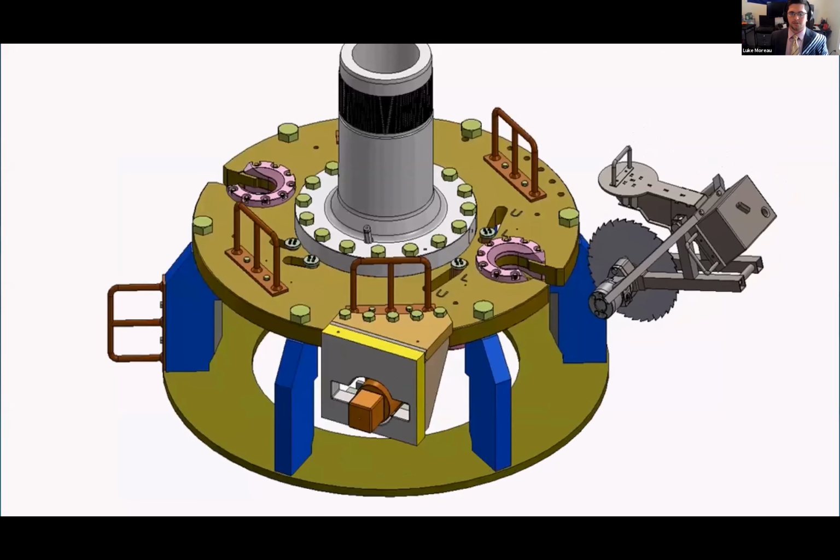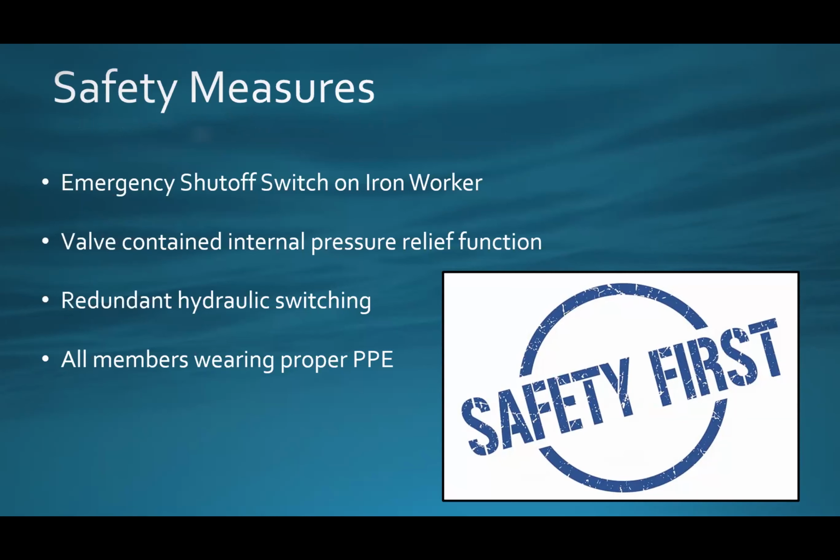All right, now we're going to get into some of the safety measures we used when testing this tool. On the iron worker, there's an emergency shutoff switch. Basically what we needed was another person to hold on to that so that the fluid would flow through the system at all times, and another person pushing onto the saw to make it go. We also had on our valve an internal pressure relief function, which basically stopped the pressure in the system from exceeding the value that we set it at.